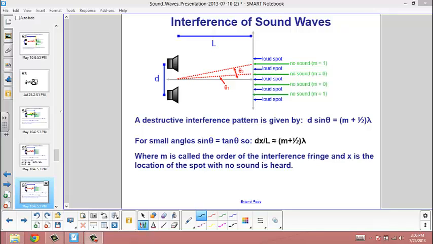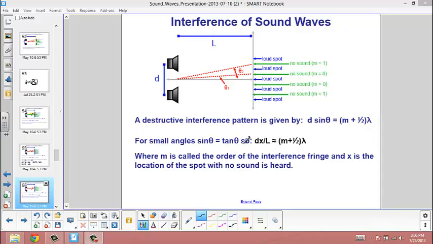A destructive interference pattern is given by the equation d sine theta equals (m plus 1/2) lambda, where again d is the distance between the speakers. The angle theta refers to the angle that's formed between these dashed lines and the x-axis, in this case, or this horizontal line. m is the order, and lambda is the wavelength of the sound.